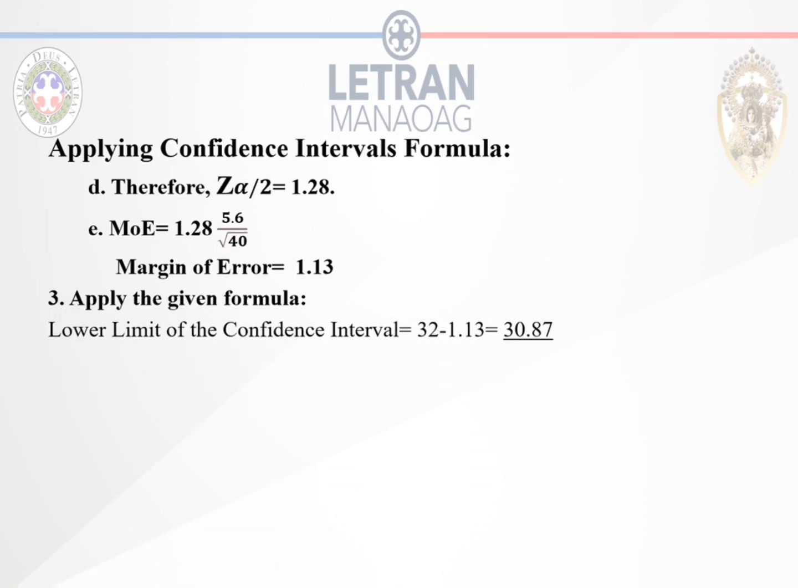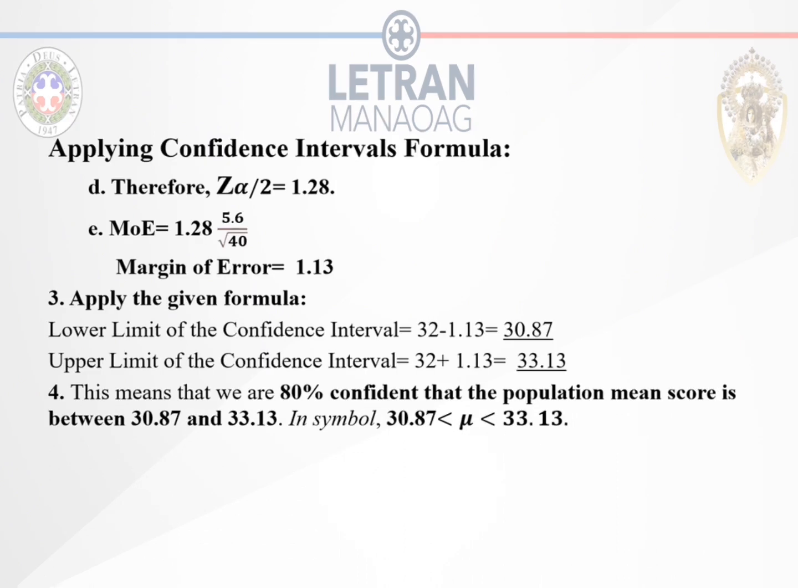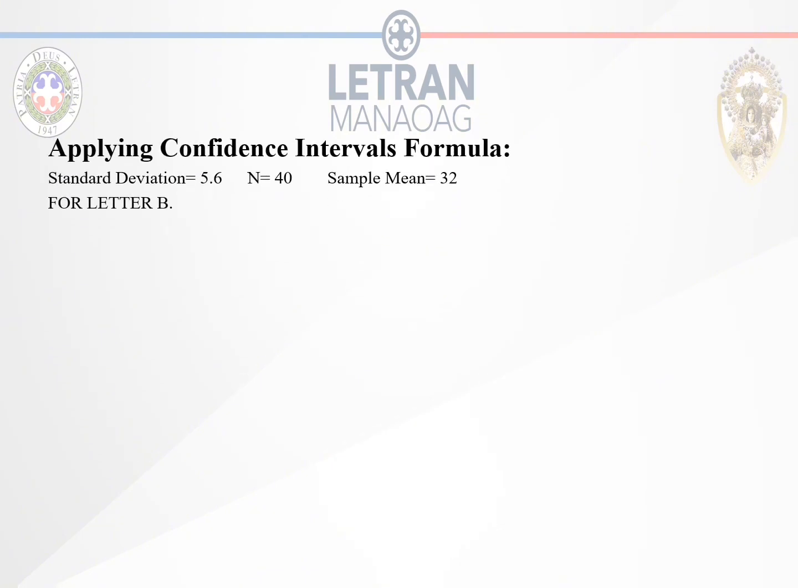Now that the formula is already complete, we can solve for the lower limit, which is 32 minus 1.13 equals 30.87. And the upper limit, which is 32 plus 1.13 equals 33.13. This means that we are 80% confident that the population mean score is between 30.87 and 33.13. In symbols, the population mean is greater than 30.87 but less than 33.13.